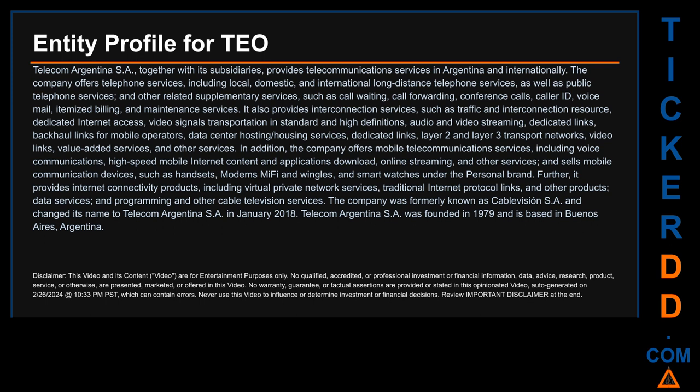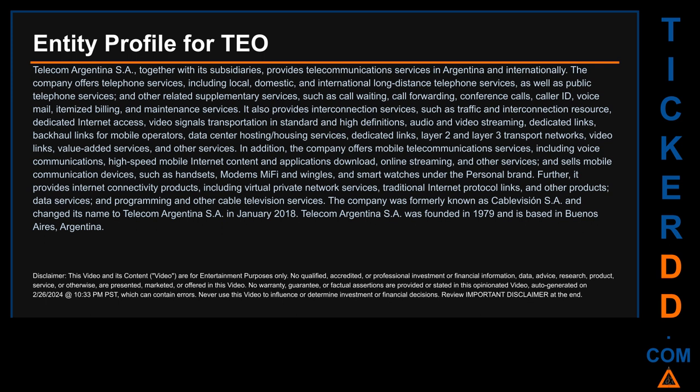In addition, the company offers mobile telecommunication services, including voice communications, high-speed mobile internet content and applications download, online streaming, and other services, and sells mobile communication devices, such as handsets, modems, MiFi and Wingles, and smartwatches under the Personal brand. Further, it provides internet connectivity products, including virtual private network services, traditional internet protocol links, and other products, data services, and programming and other cable television services.